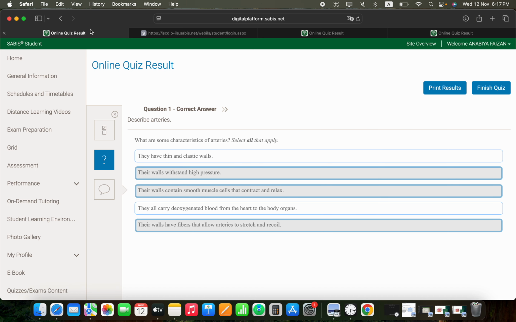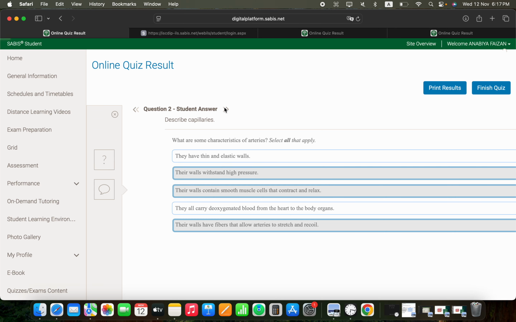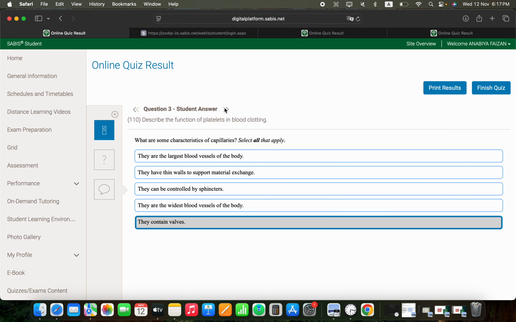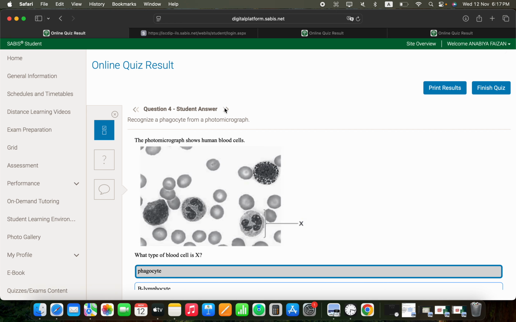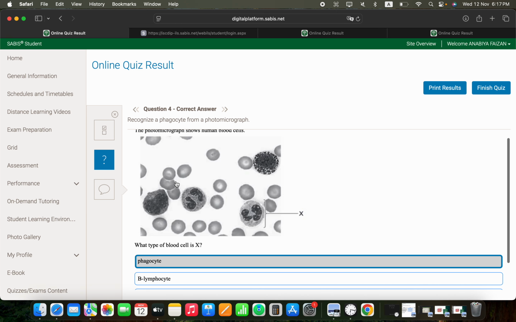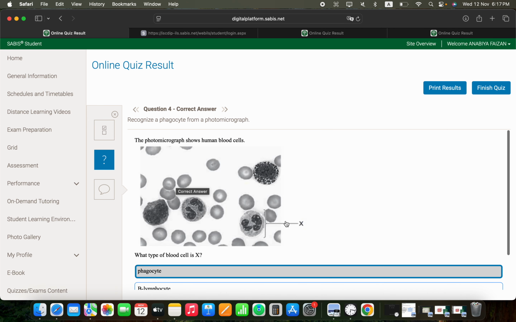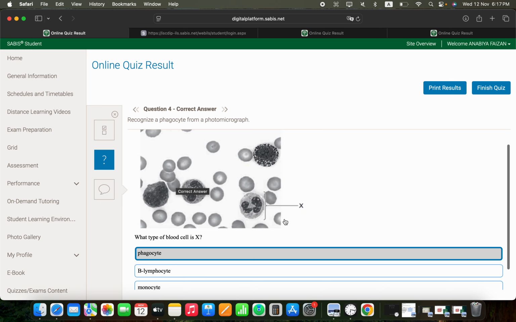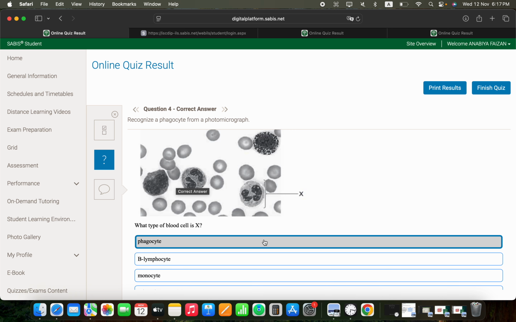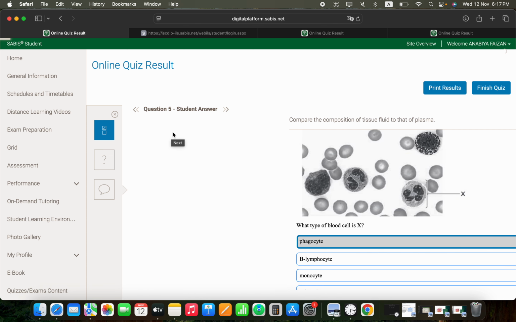Then we have quite a few questions in the quizzes. So I'm just going to go through a couple of questions, including this. This is a phagocyte. These aren't really mentioned in our books, but you'll have to memorize it. Remember, phagocytes are a type of white blood cell, so clearly they include organelles. You can see the cell organelles and a nucleus clearly. So this is a phagocyte.